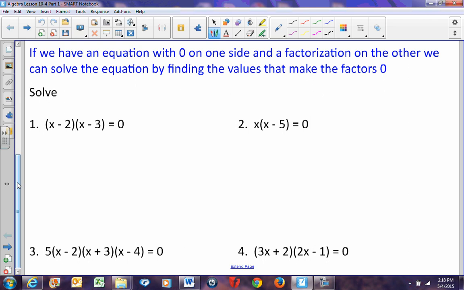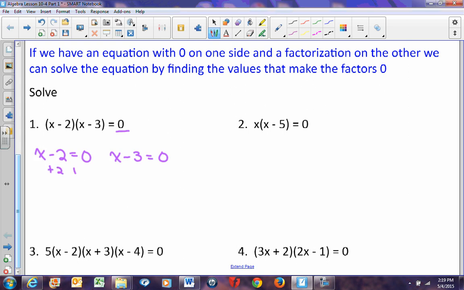This is simply done. For example, if I have to solve (x minus 2)(x minus 3) equals 0, that means either the x minus 2 quantity is 0 or the x minus 3 quantity is 0, because the product is 0. To solve this, I set them separately equal to 0. So I have x minus 2 equals 0 and x minus 3 equals 0. And I solve both of those equations.